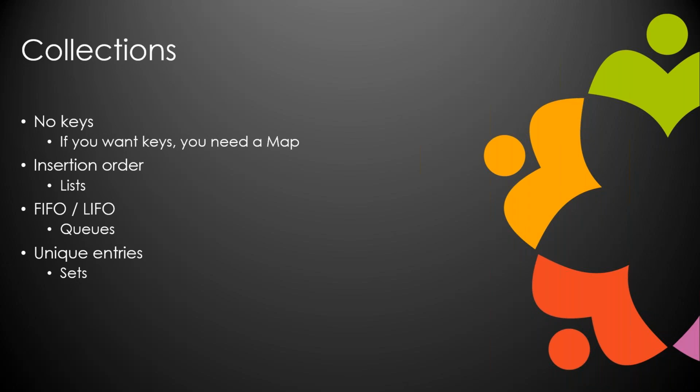So just to reiterate on those, collections can't have any keys. If you want keys, then you need to use a map. If you want insertion order, then lists are the best thing to use. If you're looking for first in, first out, or last in, first out processing, then queues are better performant for that. And if you're looking for unique entries, then sets are the thing to use.